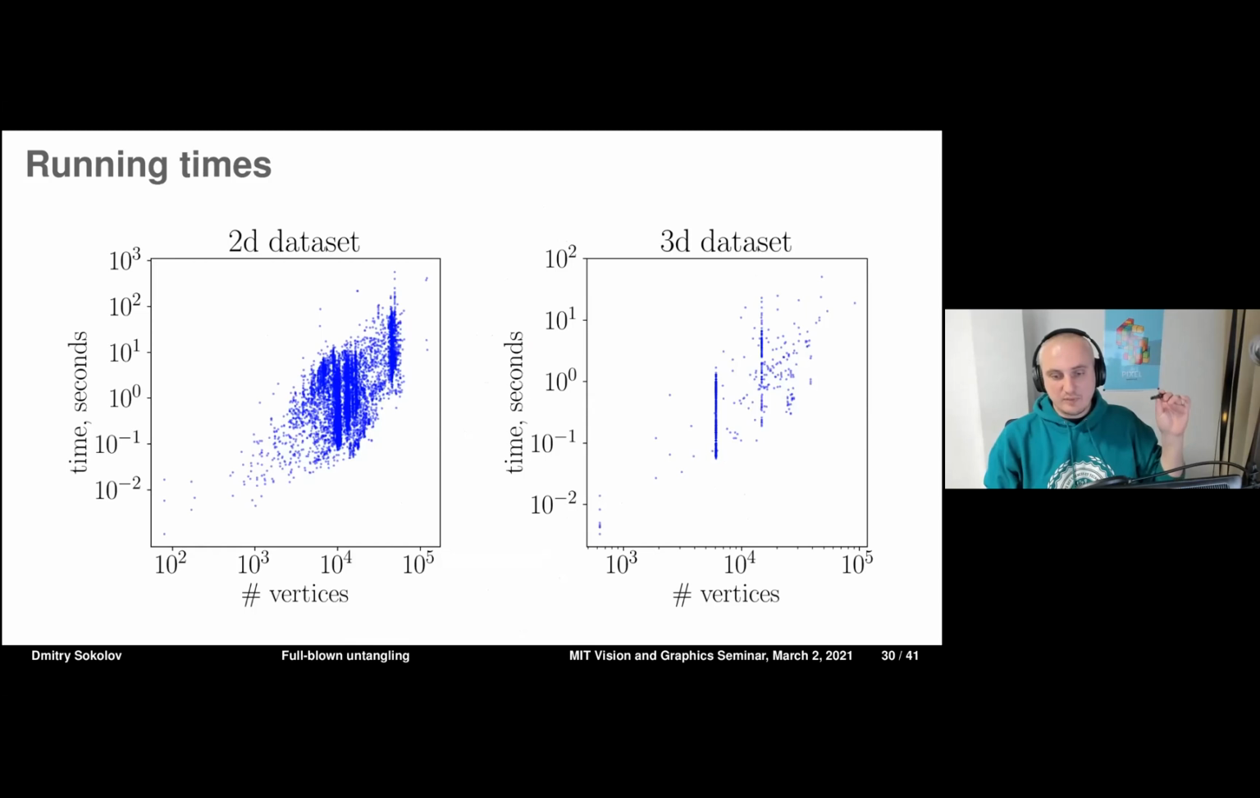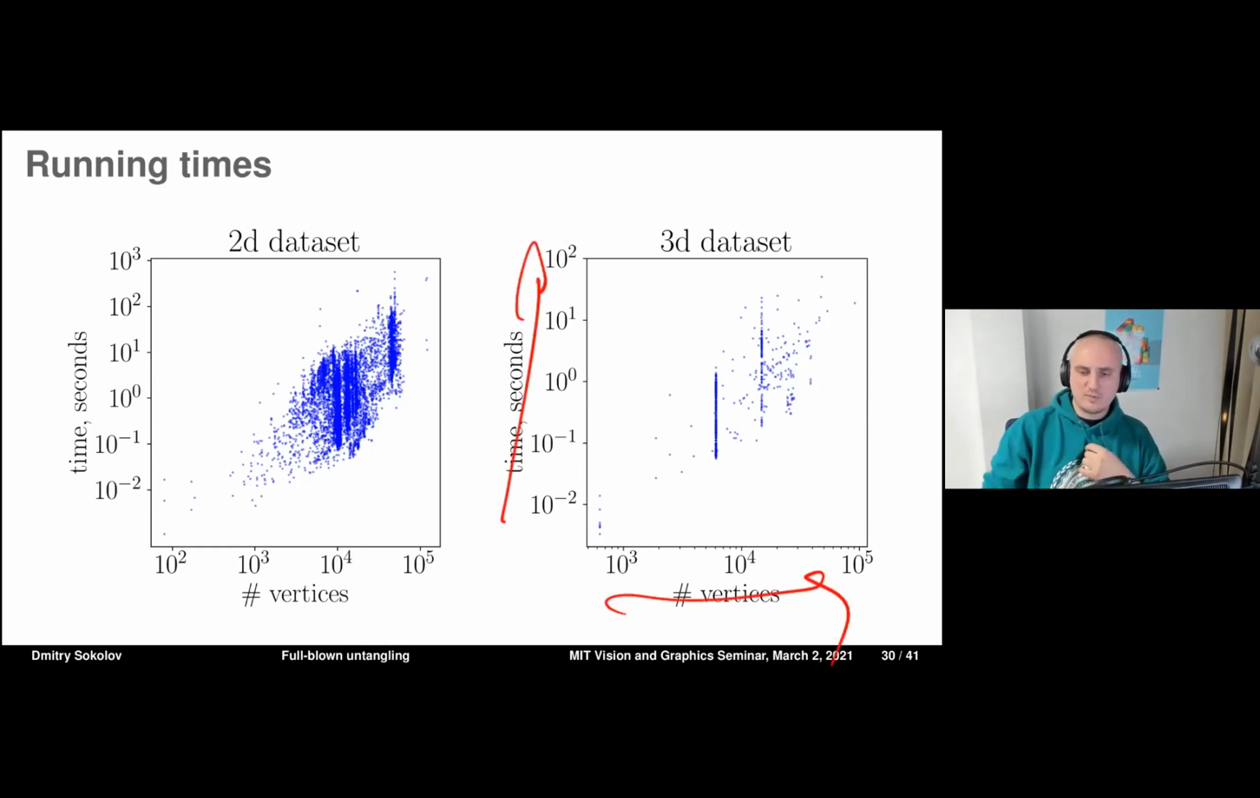This slide provides a log-log scatter plot of our running time versus mesh size for all the challenges from the database. As you can see, for each run, the time varies from a fraction of a second to several minutes for the largest meshes.